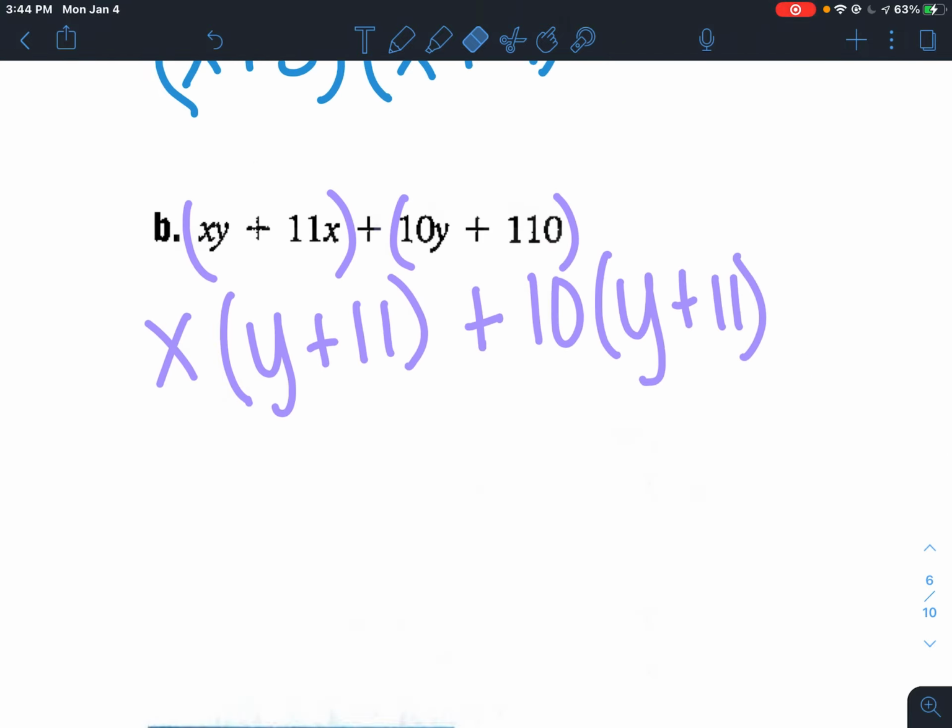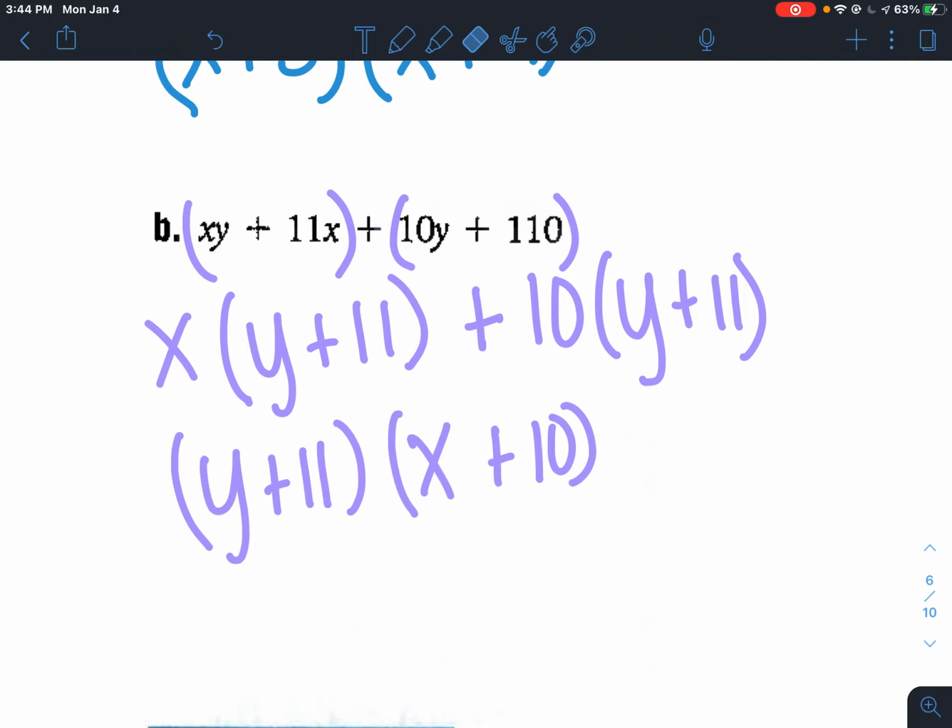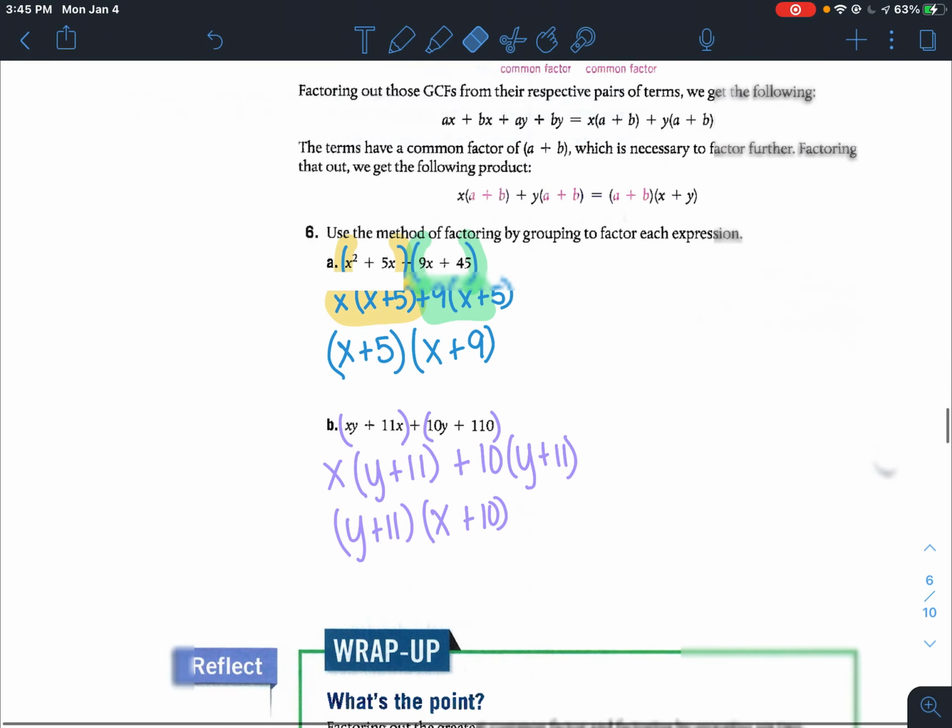Now, they both have a y plus 11. So I'm going to take that out. I'm going to factor that out. And once I factor that out, what's going to be left? An x and a plus 10.